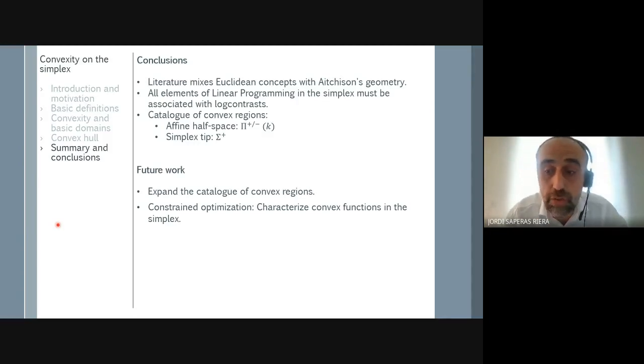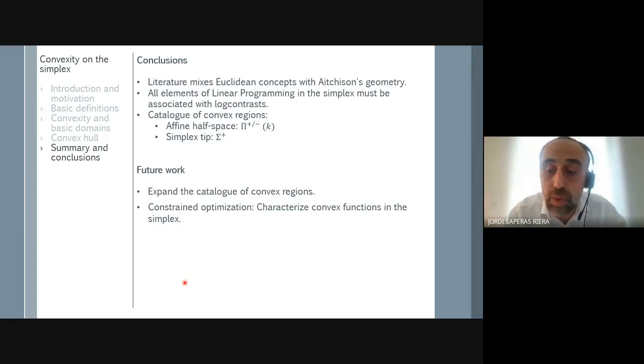All elements of linear programming in the simplex must be associated with log contrast, and the feasible region should be a Hutchinson polytope in order to ensure linear programming algorithms and numerical methods when we work in coordinates. We should analyze the convexity of a region following the definitions that ensure compatibility with Hutchinson's geometry.